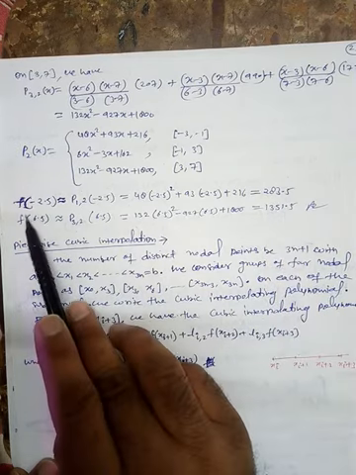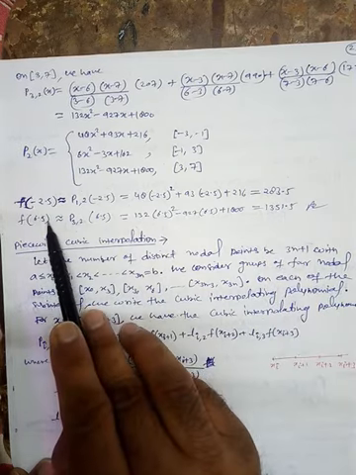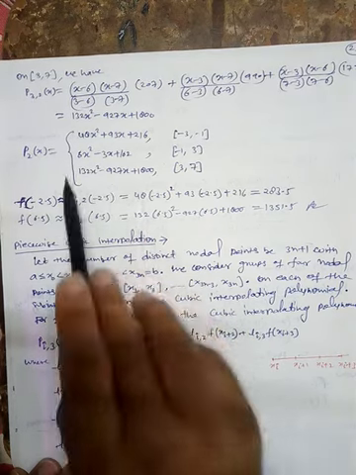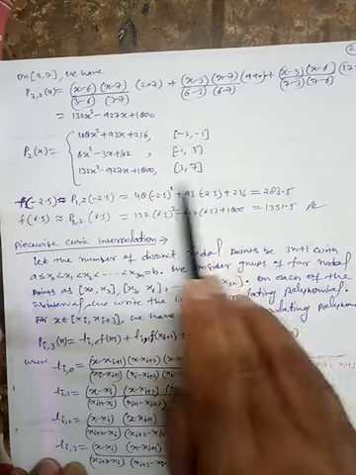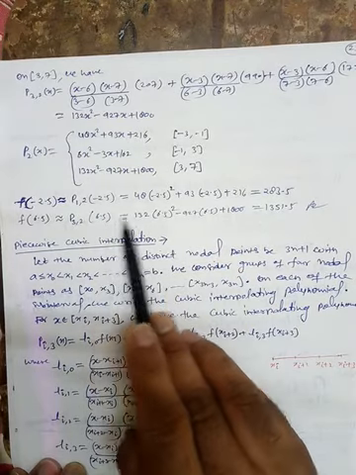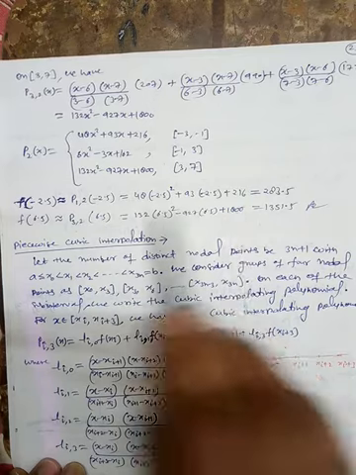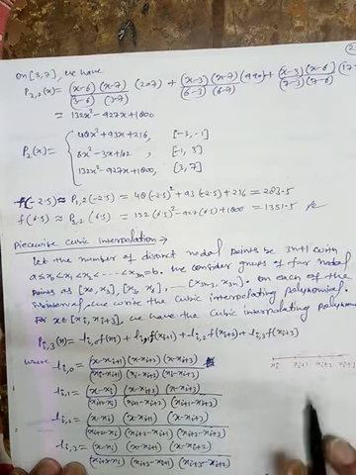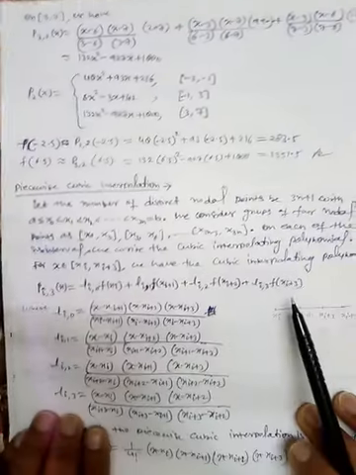Now the second is f at 6.5. To evaluate this, you can use the third polynomial because 6.5 is in this range. So P32 at 6.5. So use third one, and hence after solving this we get 1351.5. So this is all about quadratic interpolation.